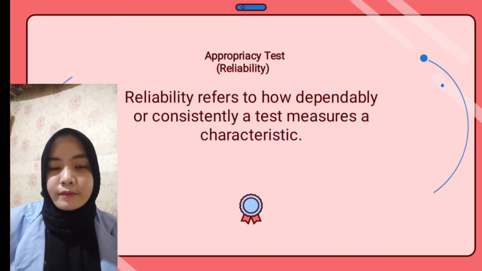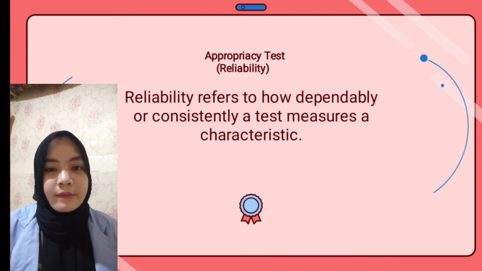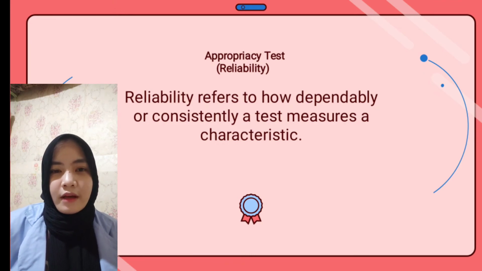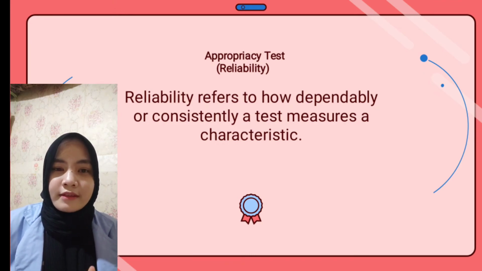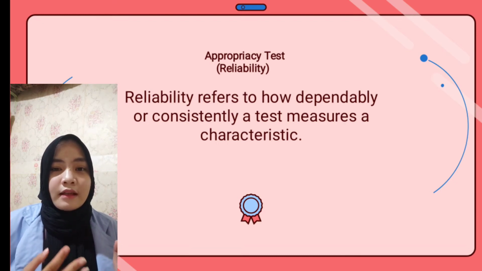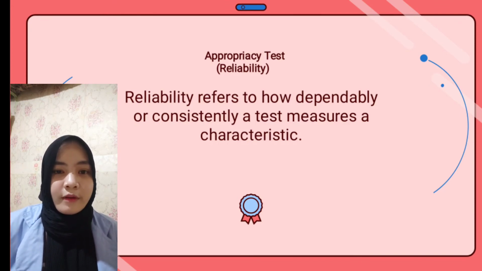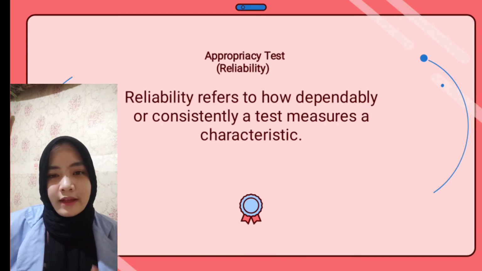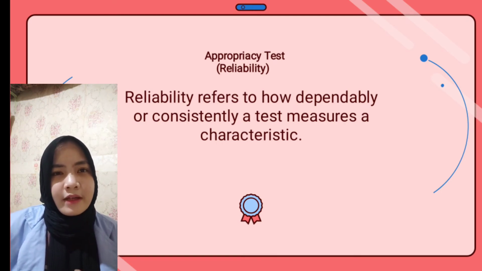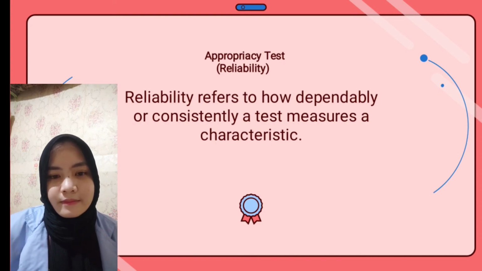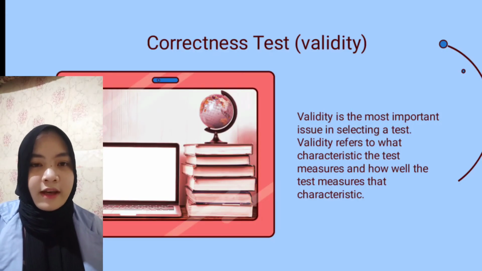Okay, so third is about appropriate task or reliability. Reliability refers to how dependably or consistently a task measures a characteristic. If a person takes the task again, will he or she get a similar test score or a much different score? A test that yields similar scores for a person who repeats the task is said to measure a characteristic reliably.